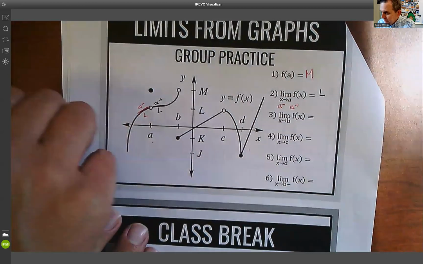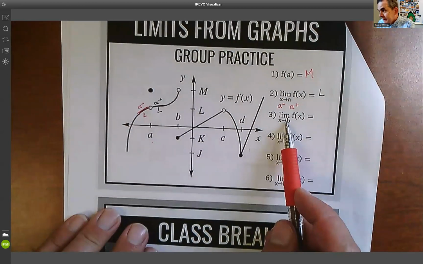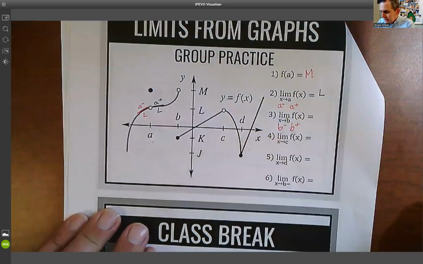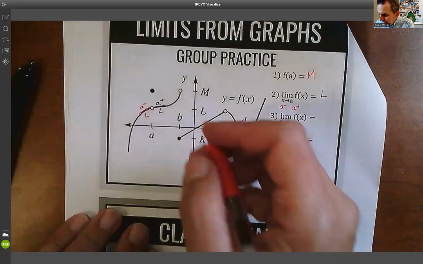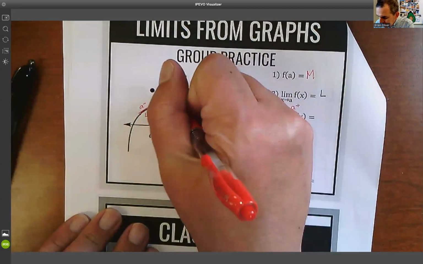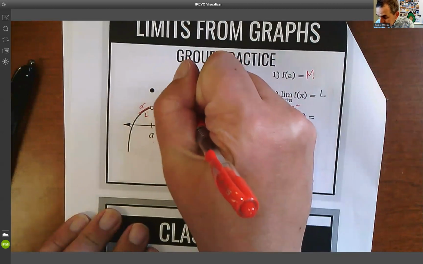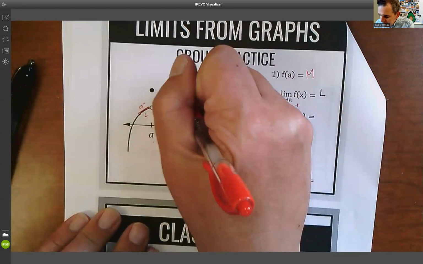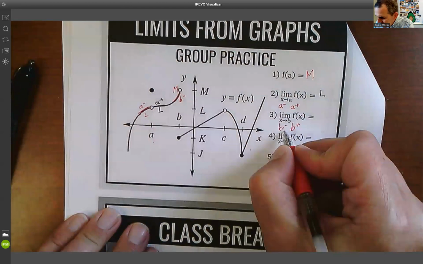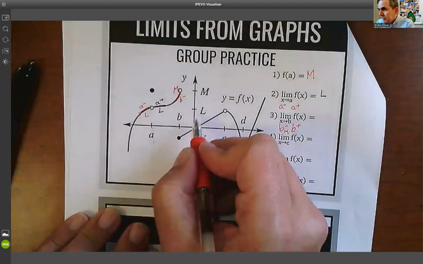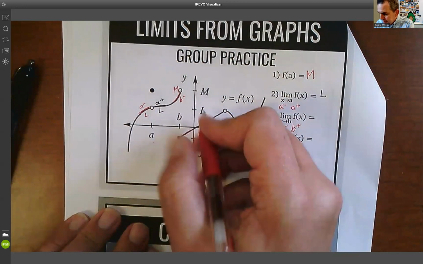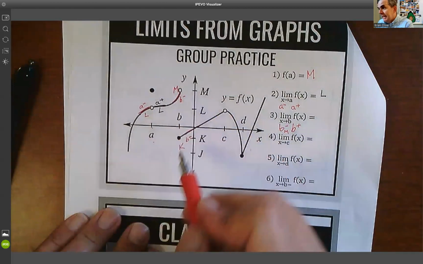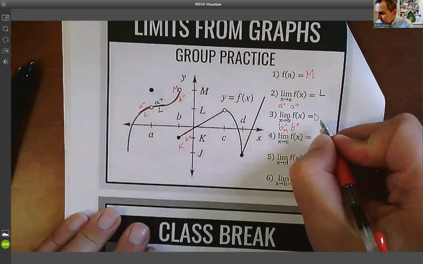Now I'm going to look at the limit as x approaches B. Again, I need to look at B from the left and from the right. As I approach B from the left, because I'm left of B, it's giving me an M. As I approach B from the right, which is this way, I'm getting K. If you notice, this M and K are not the same thing, that tells me that this limit does not exist.